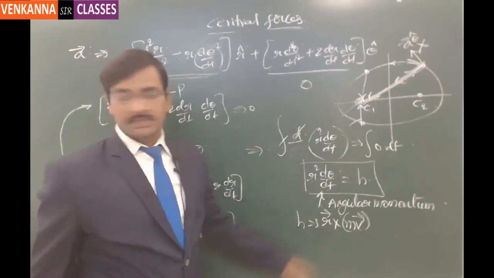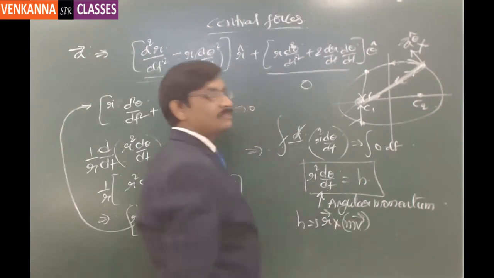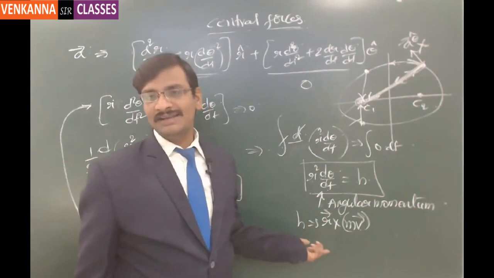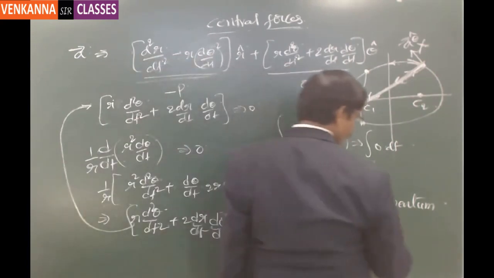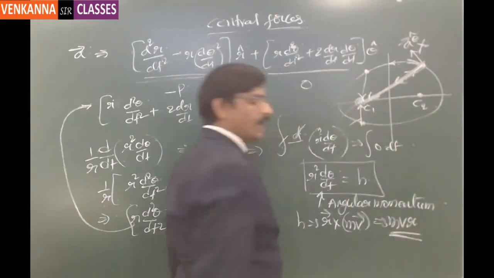Now here, for any circular path, if you notice, this r and v are always perpendicular to each other. Hence, this cross can be replaced with sin 90. Then r into m into v. So this is mvr. So mvr is the angular momentum.